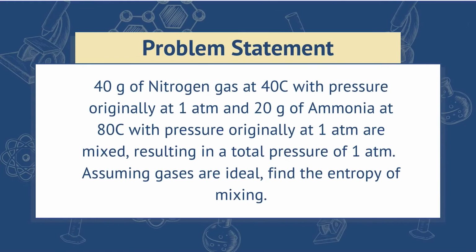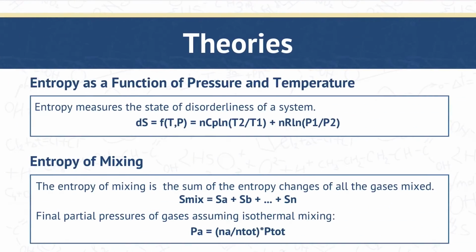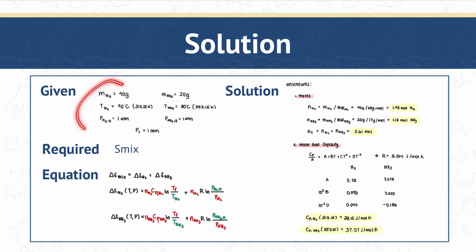So, going back to the problem, ilist natin lahat ng given. Ito. This one. Then, we will get this. So, mass ng nitrogen gas is 40 grams. Temperature niya initially is 40 degrees Celsius or 313.15 Kelvin. Then, initial partial pressure is 1 atm. Then, for the ammonia, 20 grams, 80 degrees Celsius, 353.15 Kelvin, then 1 atm. So, tapos, ang total pressure natin ay 1 atm. Ang required sa atin ay entropy of mixing.